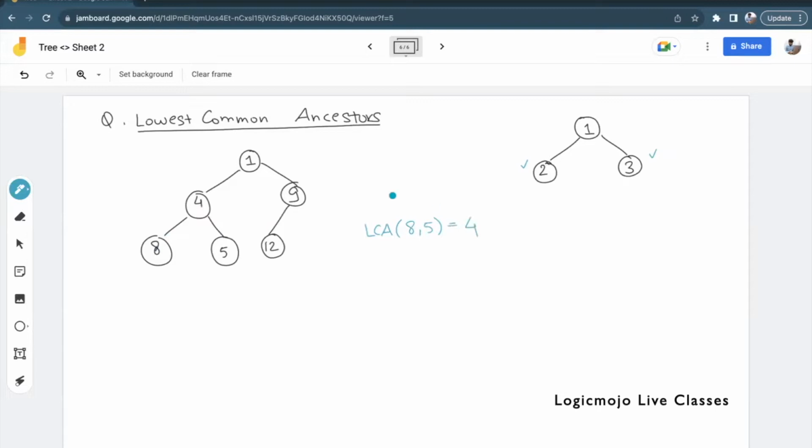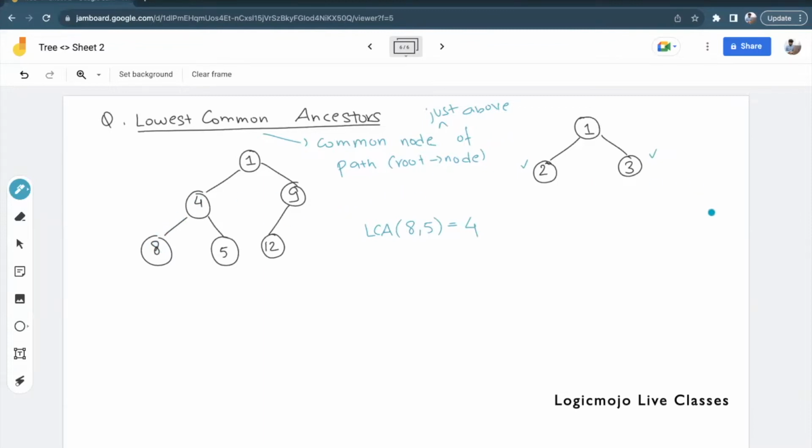Okay, so the lowest common ancestor is nothing but the common node on the path from root to node. If you go from root to node, just above the common node. So if you see, the path could be 1, 4, 8 and 1, 4, 5, right? We know, but we want the last common, right? Last common, 4 is the last common here.